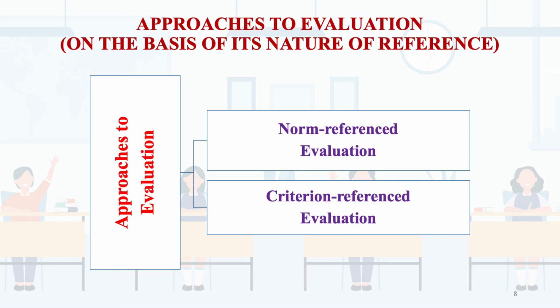As I have already said, in my earlier video lesson we discussed four types of evaluation, that is placement, formative, diagnostic and summative evaluation. That classification is as per the functions of evaluation, but the norm referenced and criterion referenced classification is based on the nature of reference. So as per the nature of reference, there are two types of evaluation, that is norm referenced and criterion referenced evaluation.